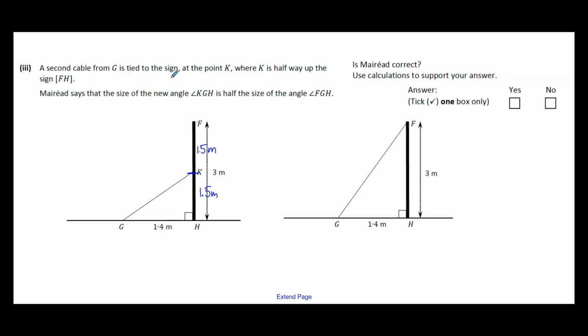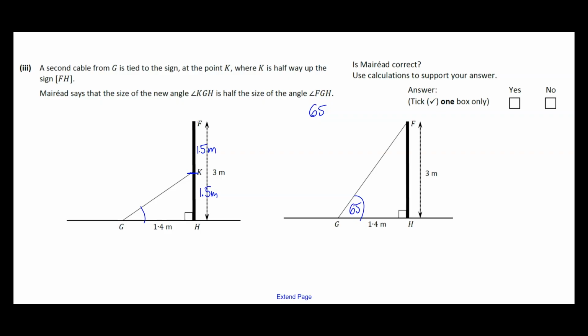Myriad says that the size of the new angle KGH, so this angle, is half the size of the angle FGH, the one we just calculated, 65. So that's the way it was before, that's the way it is now. So now the question is, is she correct? And we have to use calculation to support our answer. In order to find out if this angle is half of it, we need to calculate the size of this angle, isn't it? And the same idea, we're going to use one of the trigonometric ratios.